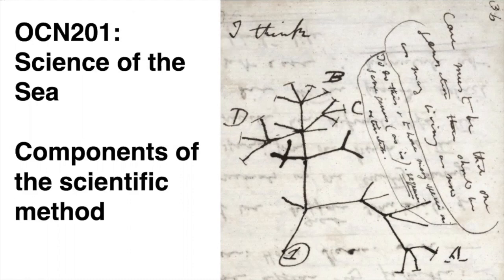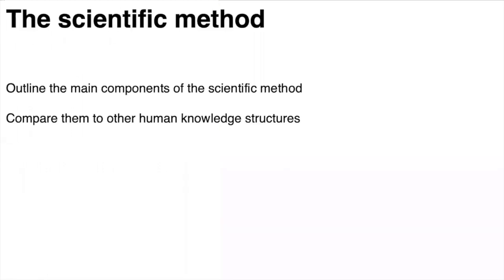So now we're going to go over the different components of the scientific method. You probably encountered this before at some point, but it's so crucial to the way that we conduct scientific research and the way that we build knowledge that it's worth going through again. So in this video, we'll outline the main components of the scientific method and compare them to some other types of human knowledge structures.